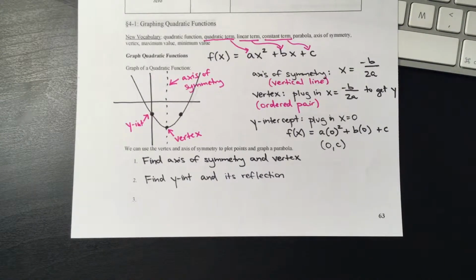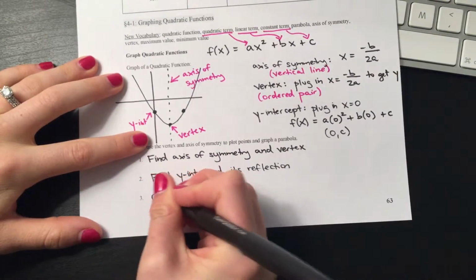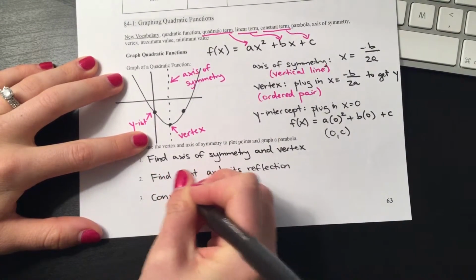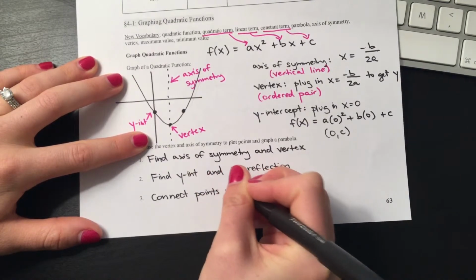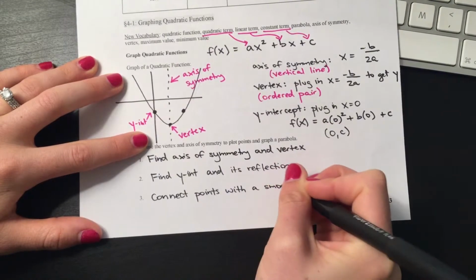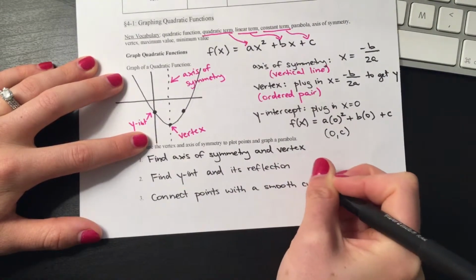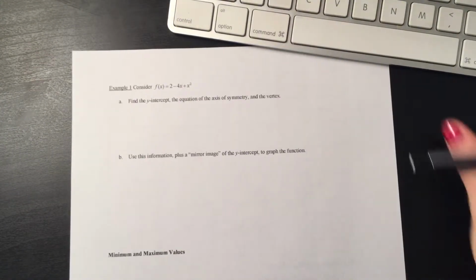And then finally, you're going to connect the dots, make it a parabola. So connect these 3 points with a smooth curve. Make sure it actually is smooth and rounded. You don't want to make it pointed like an absolute value graph. It needs to be smooth and rounded. Okay, so let's look at this example here.